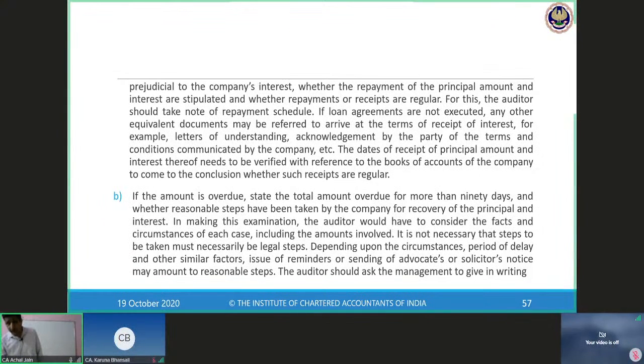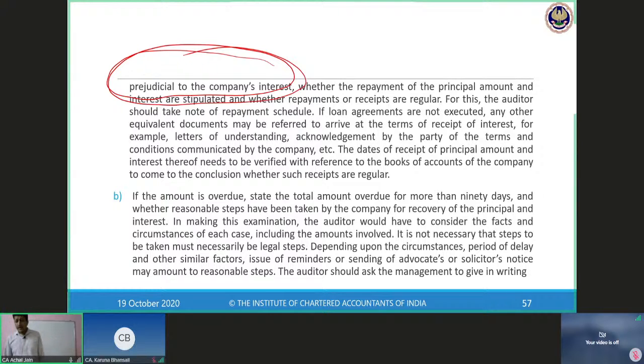But what is the objective? If you look at the objective again, the objective is whether any such type of loans, etc., which have been given were prejudicial to the interests of the company or not, for which the auditor needs to understand the reason for getting into this type of arrangement. He needs to understand the objective as to why all of these transactions have really happened.